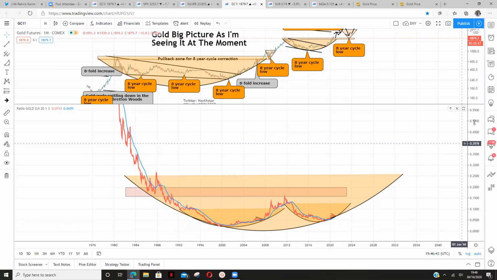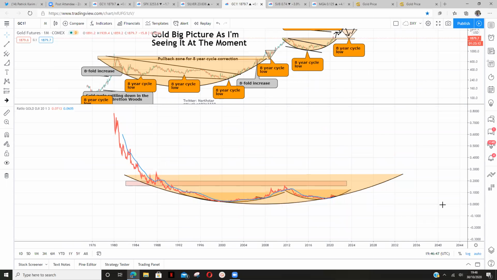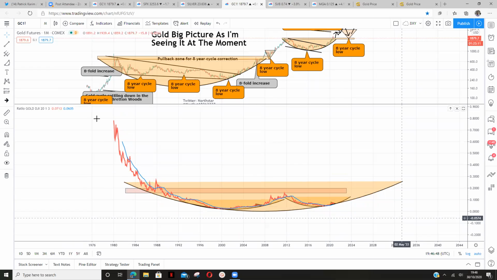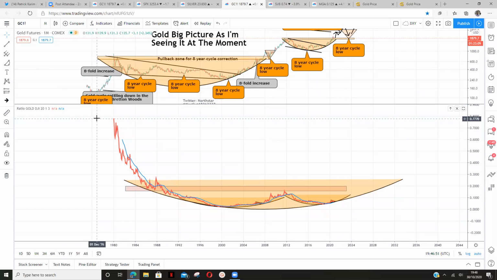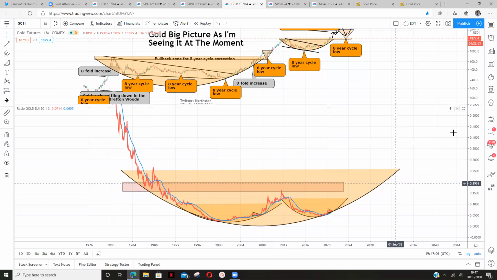What you can't see until I zoom out a bit is just where we are in this. You can see that the Dow to gold ratio was more or less 1-to-1 back here at the start, and we've dropped all the way back down to about 0.04. So there's a long way to go back up over the coming years of this bull market.